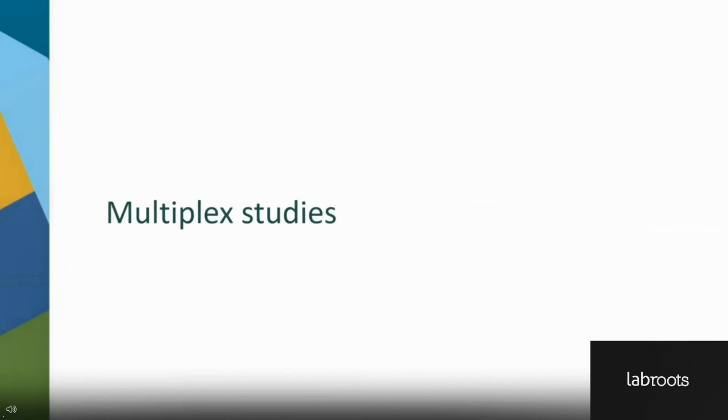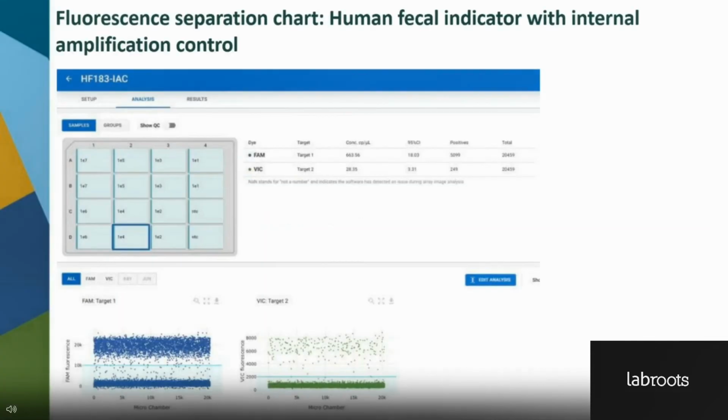The AbsoluteQ system enables us to do multiplex plates, which allows running several targets from the same sample in the same run. Here, I would like to show you some examples we completed in the lab. In this plate, we tested the HF183 IAC assay for the standard. The HF183 is a human fecal indicator. It is a human host-specific Bacteroides.